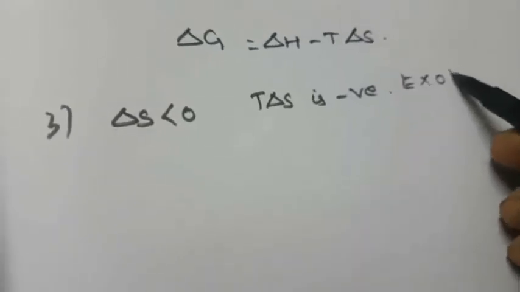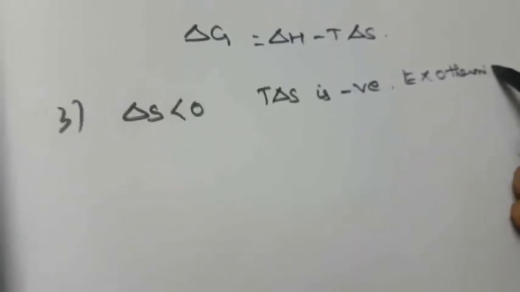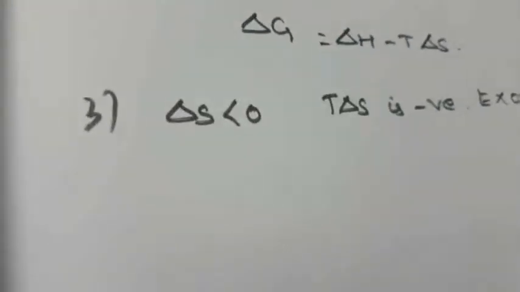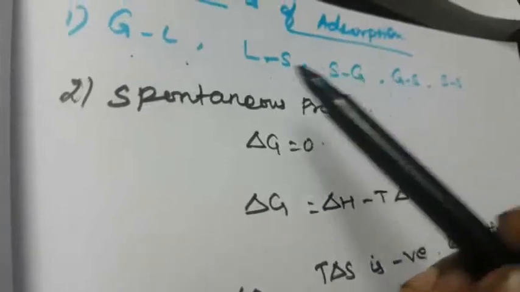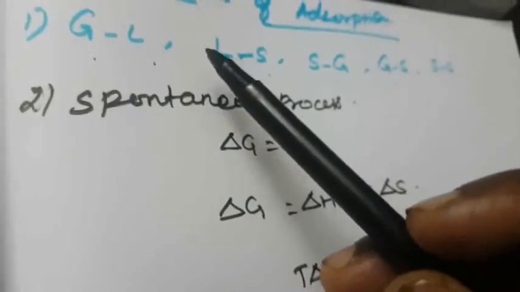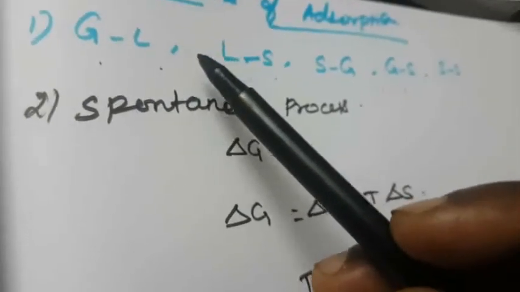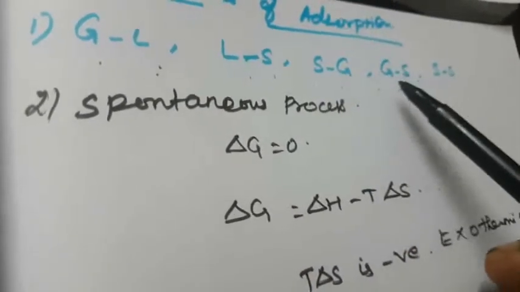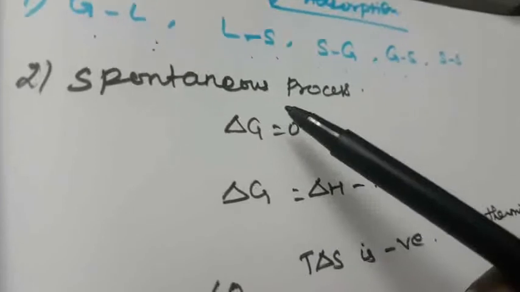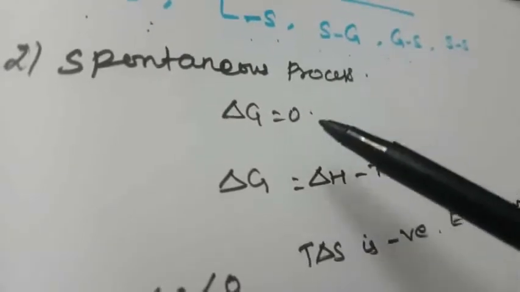Exothermic. So that is the characteristics of adsorption. What are the characteristics? First one is adsorption can occur in all the interfacial surfaces. So that is gaseous liquid phase, liquid solid, gas solid. It is a spontaneous process. What is a spontaneous process?